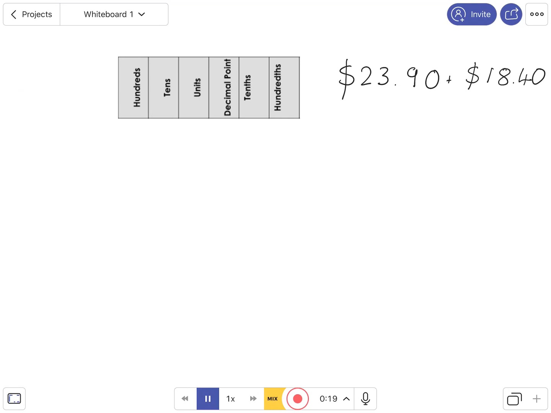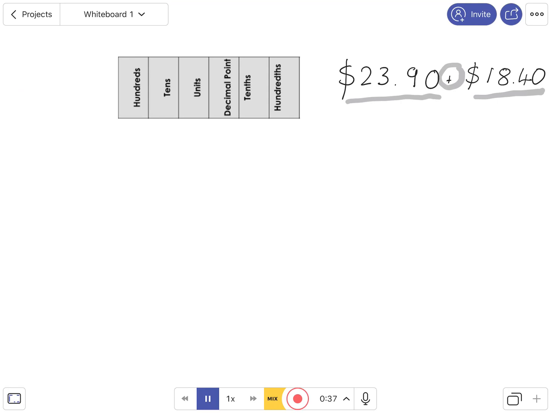I've got two values at the top here. I've got $23.90 and I've got $18.40. And I need to remember that we're using addition, which means I'm adding them together. My number is getting larger. So I'm going to model to you now how to correctly put these in a vertical addition algorithm.